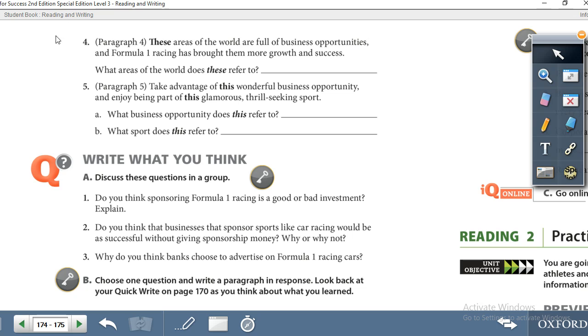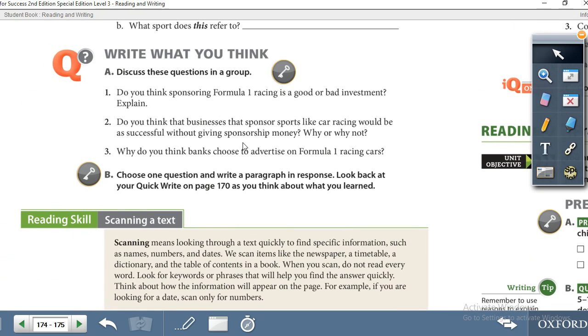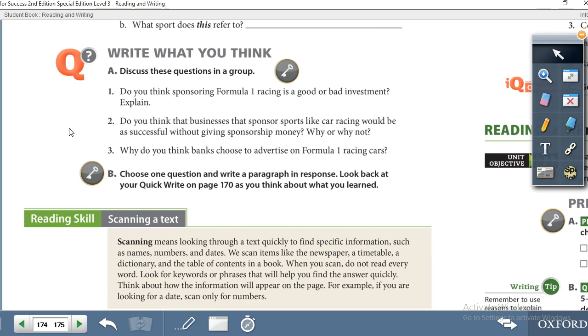As you can see, the exercise continues from the previous page, numbers 4 and 5. Let us look below that, write what you think. A, discuss these questions in a group. I'm just going to read through the questions for you. Number 1, do you think sponsoring Formula One racing is a good or bad investment? Explain. Number 2, do you think that businesses that sponsor sports like car racing would be as successful without giving sponsorship money? Why or why not? Number 3, why do you think banks choose to advertise on Formula One racing cars? So those are your 3 questions that you need to discuss in a group.